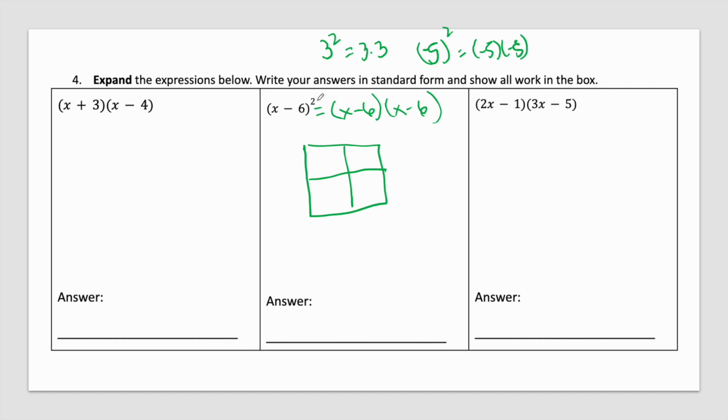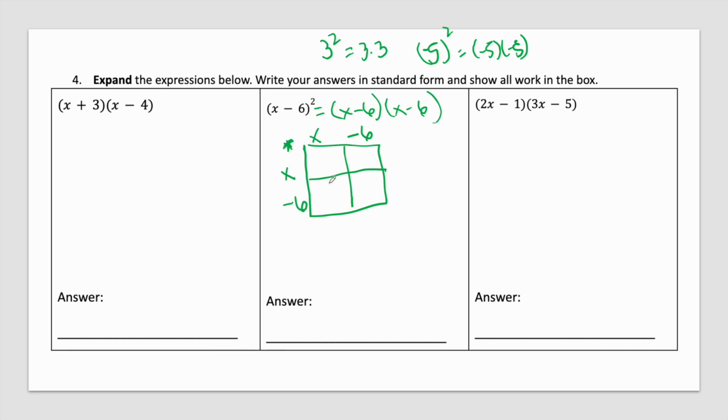So x minus 6 squared means I have x minus 6 times x minus 6. Then on the top, I'm going to put whatever one of these parentheses, doesn't matter, they're both the same, but like in this one I could put x plus 4 on the top, or x plus 3 on the top, or x minus 4. So x minus 6, x minus 6.